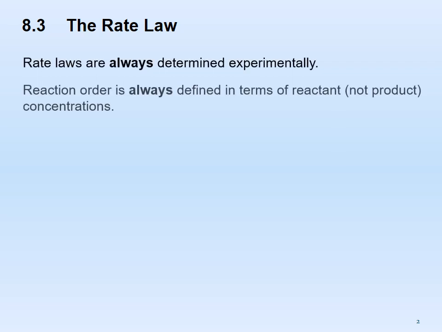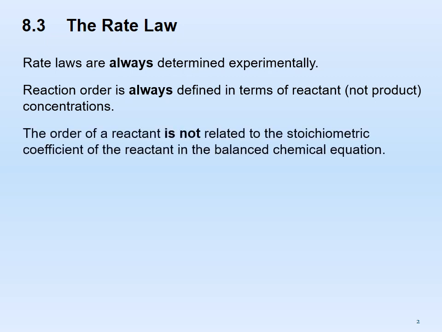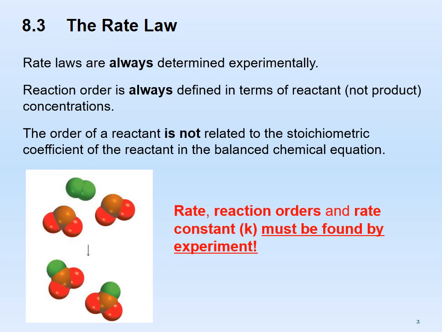Here are a few things to note. Rate laws are always found experimentally. Reaction order is always defined in terms of reactant concentrations, not product concentrations. The order of a reactant is not related to the stoichiometric coefficient of the reactant in the balanced chemical equation. Rate, reaction orders, and rate constant k must be obtained by carrying out experiments.